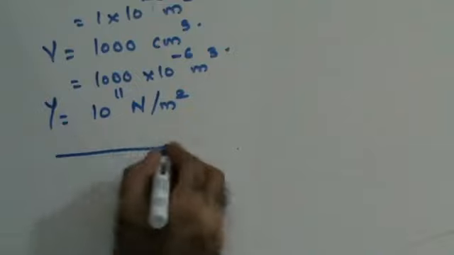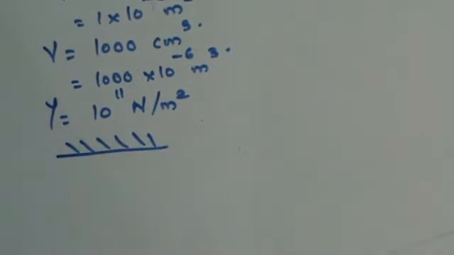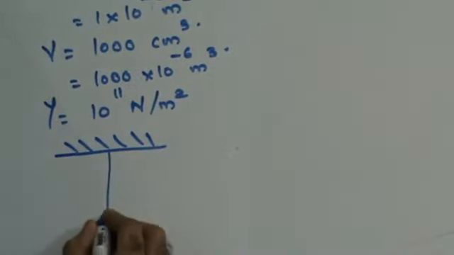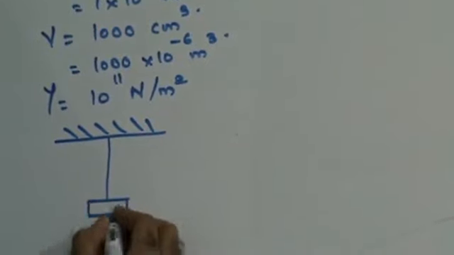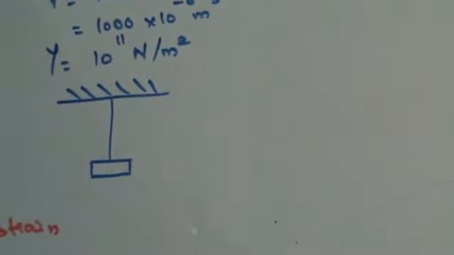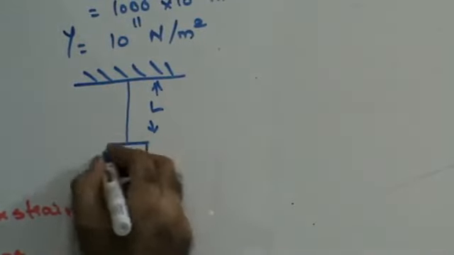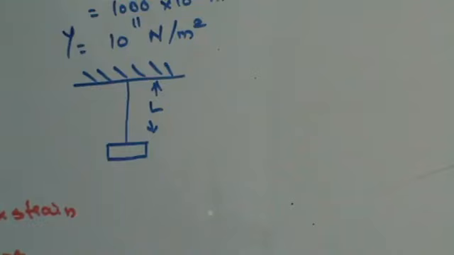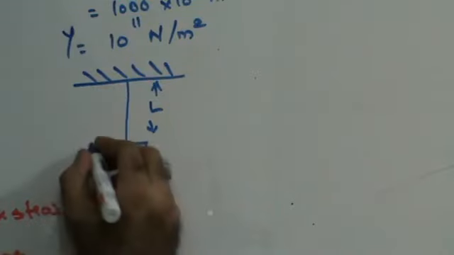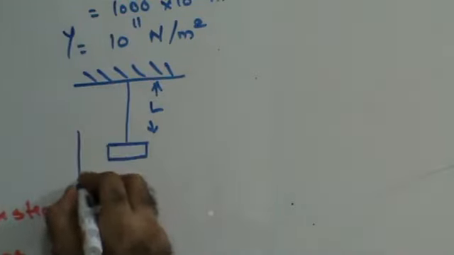Guys, let's visualize what's going on in the sum. Rigid support, you have a brass wire, you have a brass weight. The length of the wire is given to you as 5 meters. This brass weight has a volume of 1000 centimeter cube. They are saying that this is immersed in water.